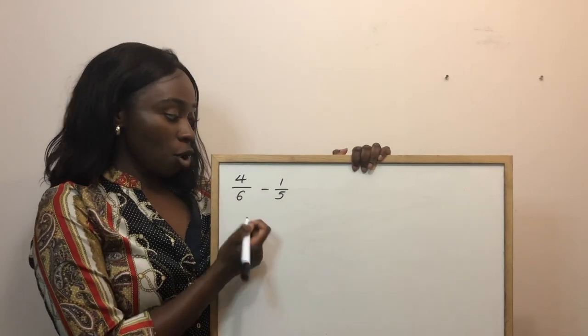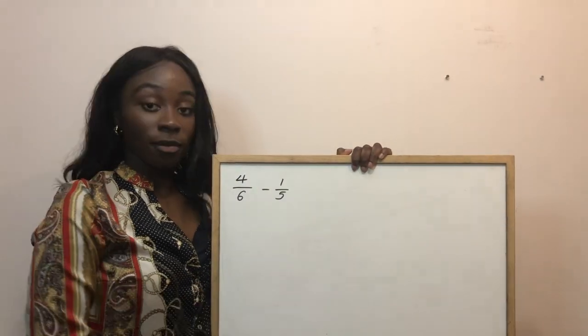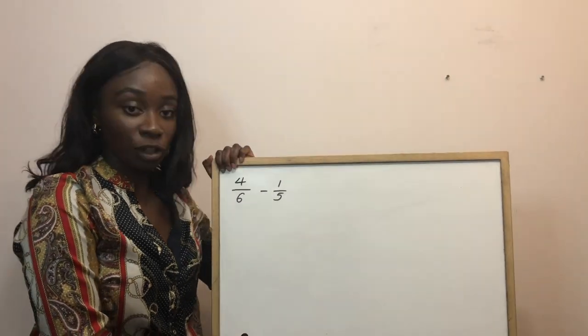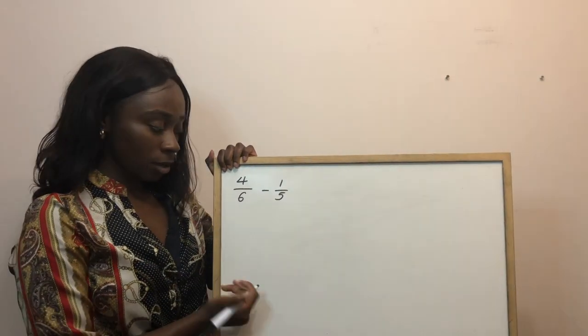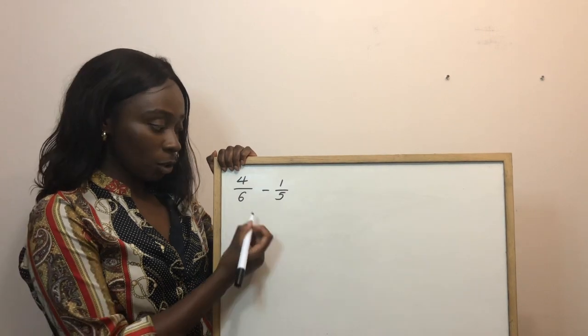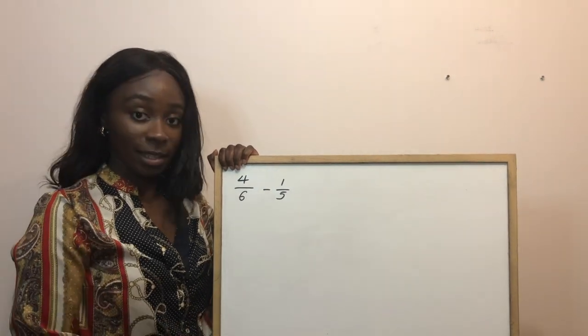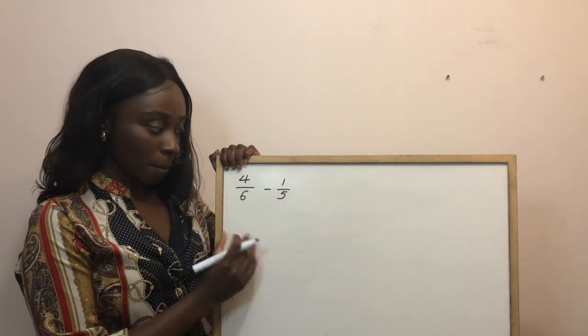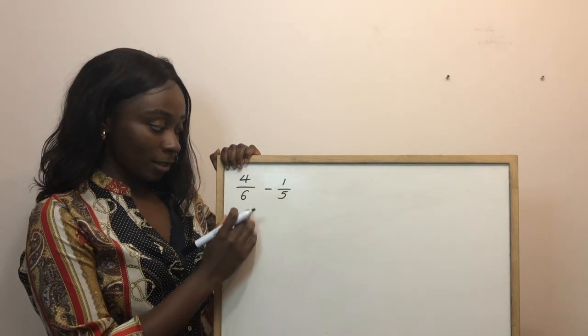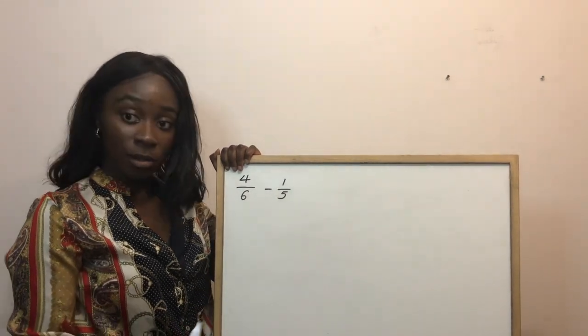So we've got 4 over 6 minus 1 over 5. So we can't do this the conventional way that we were doing in the previous examples. So what we do is the same as addition. We've got to convert these into the same number. So we've got to find a multiple that 6 and 5 both go into. So that could be 30.